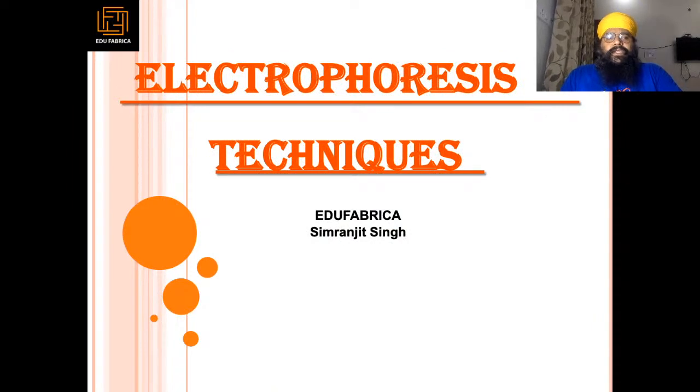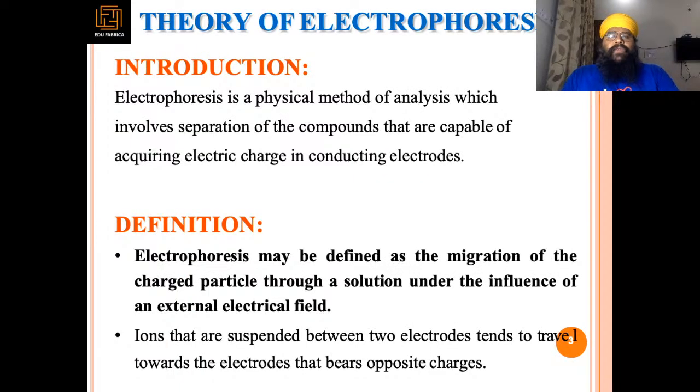So electrophoresis technique: so far we have done many techniques in brief, not in detail, but this time we will do something more from the subject perspective, from the Wilson and Walker book and all the biochemistry books which teach about the electrophoresis technique and its various types. First of all, electrophoresis is a physical method of analysis which involves separation of compounds that are capable of acquiring electric charge and conducting electrodes.